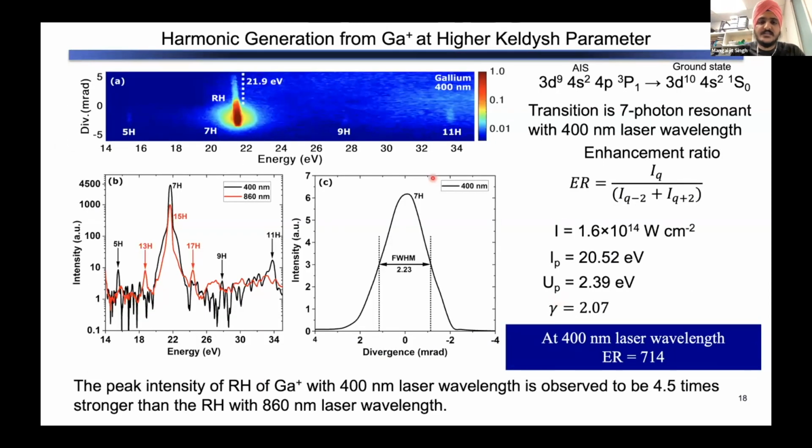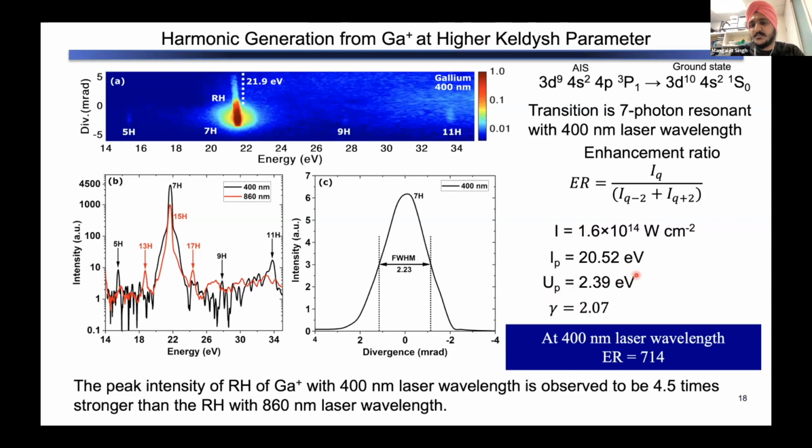After these experiments, we decided to further lower the driving laser wavelength. So we used the 400 nanometer laser wavelength for these studies. At 400 nanometer laser wavelength, the gallium resonance is 7-photon resonant. And again, we observed a very high intensity enhancement of the 7th harmonic when compared to the neighboring harmonics. In this case, at 400 nanometer laser, the Keldysh parameter is 2. And that means that the multiphoton ionization process dominates.